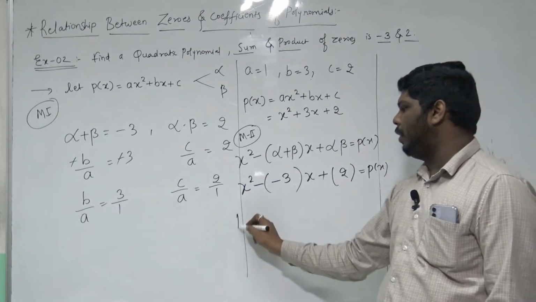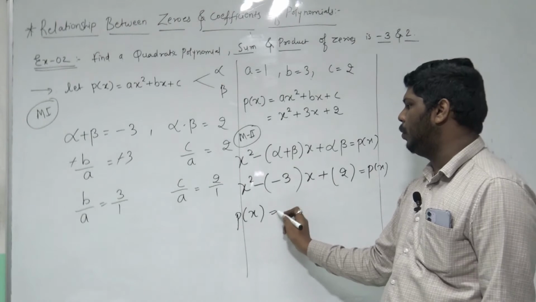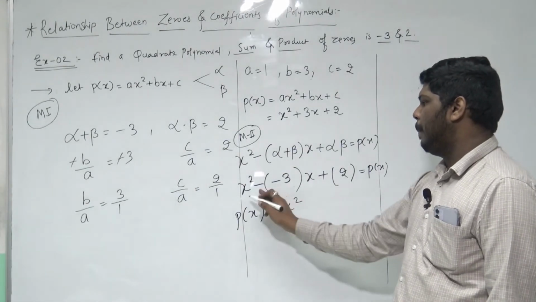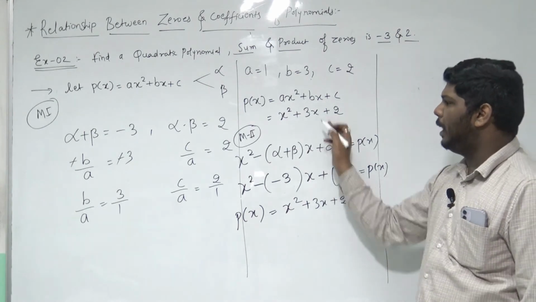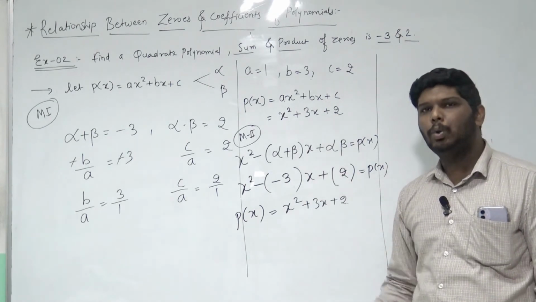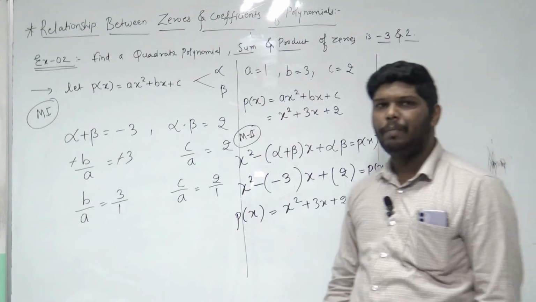So if you solve it further, what you will get? Value of p of x is equal to x square minus of minus plus 3x, correct, and plus 2. So can I say I am getting the same answer within 2 steps? Okay, so any one method you can follow, correct.